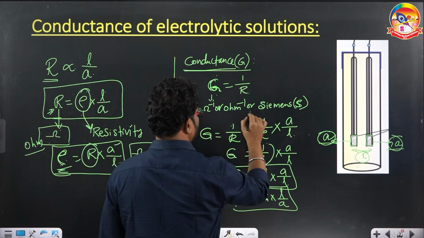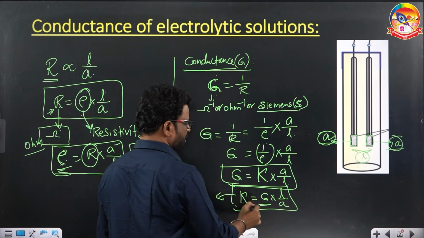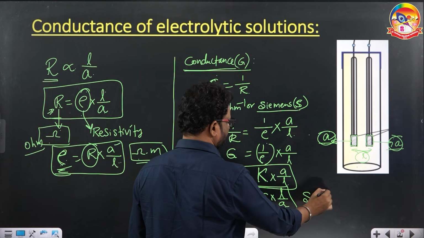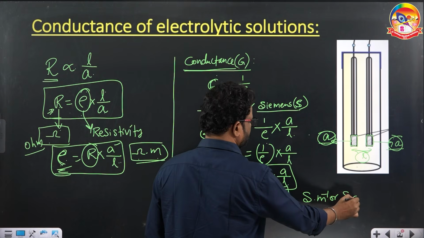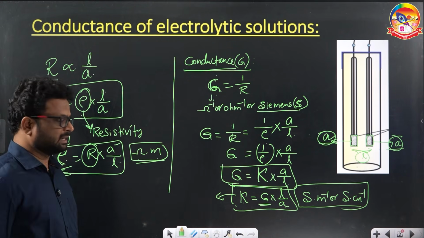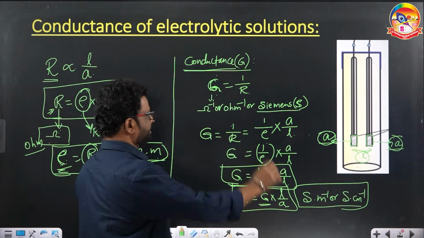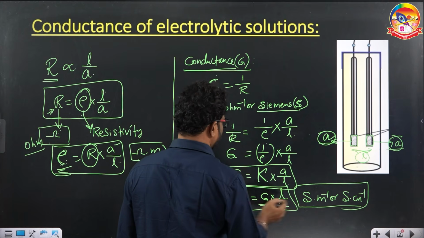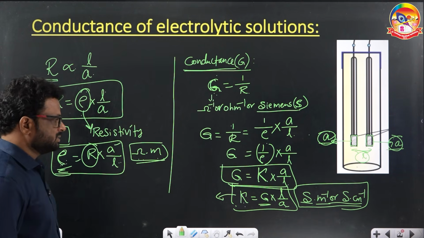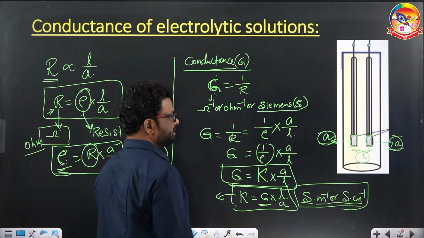Conductance has units of Siemens. Then conductivity has units of Siemens meter by meter square, Siemens meter inverse or Siemens centimeter inverse. These are the units of this term conductivity. Resistance ohm, resistivity ohm meter, conductance ohm inverse, conductivity Siemens meter inverse or Siemens centimeter inverse. So these are the four basic terms related to it, and here also we have another important term.